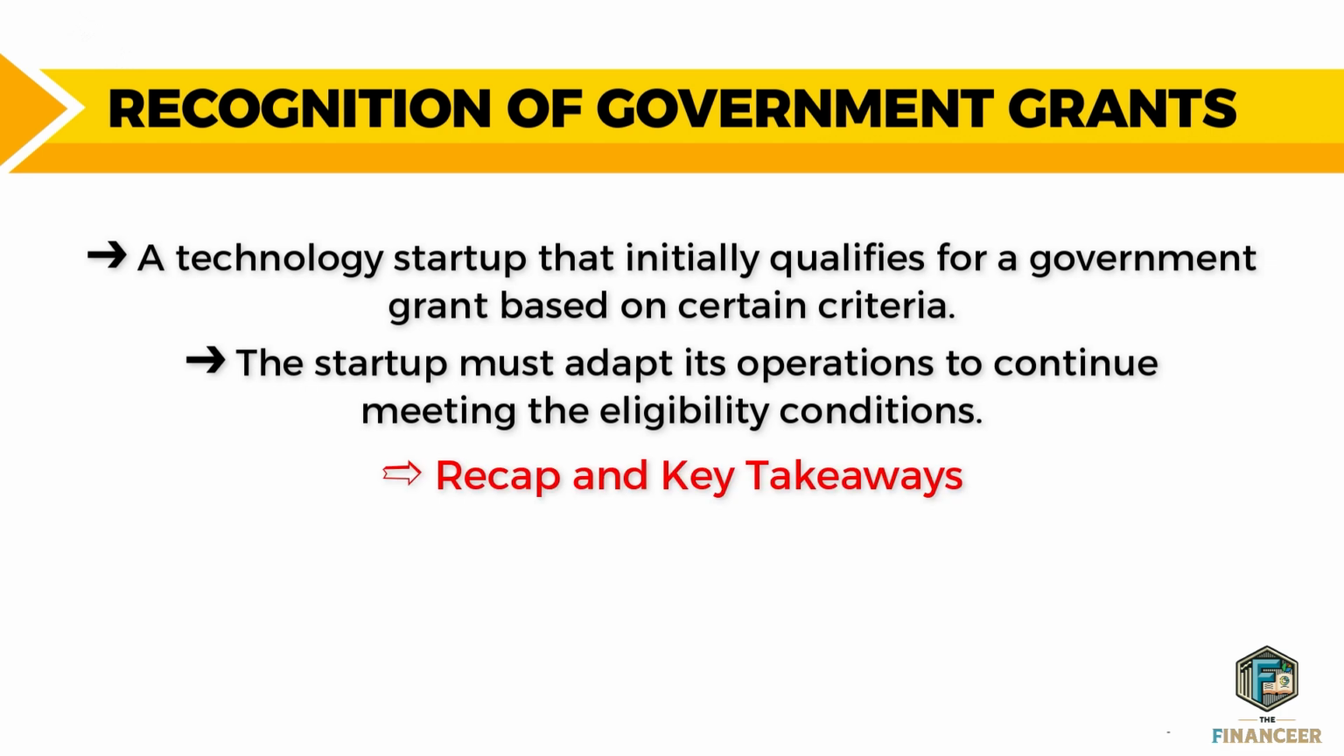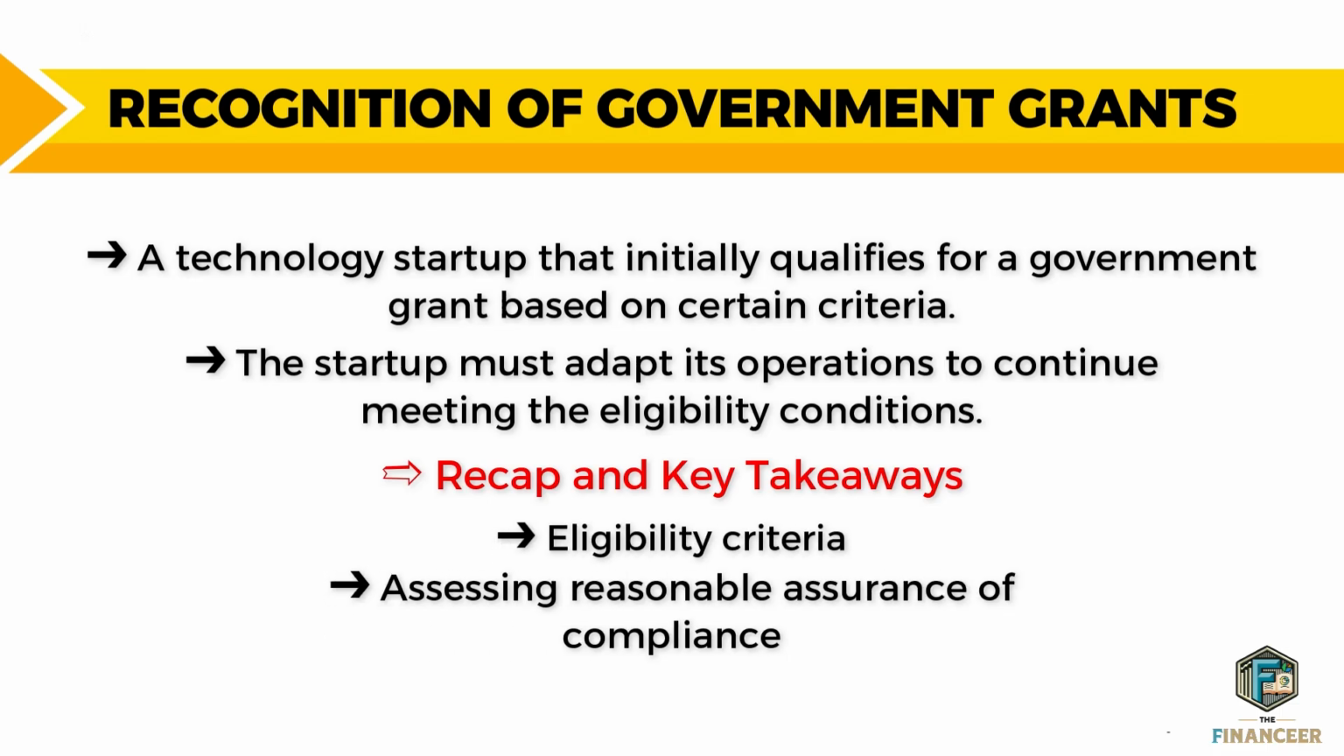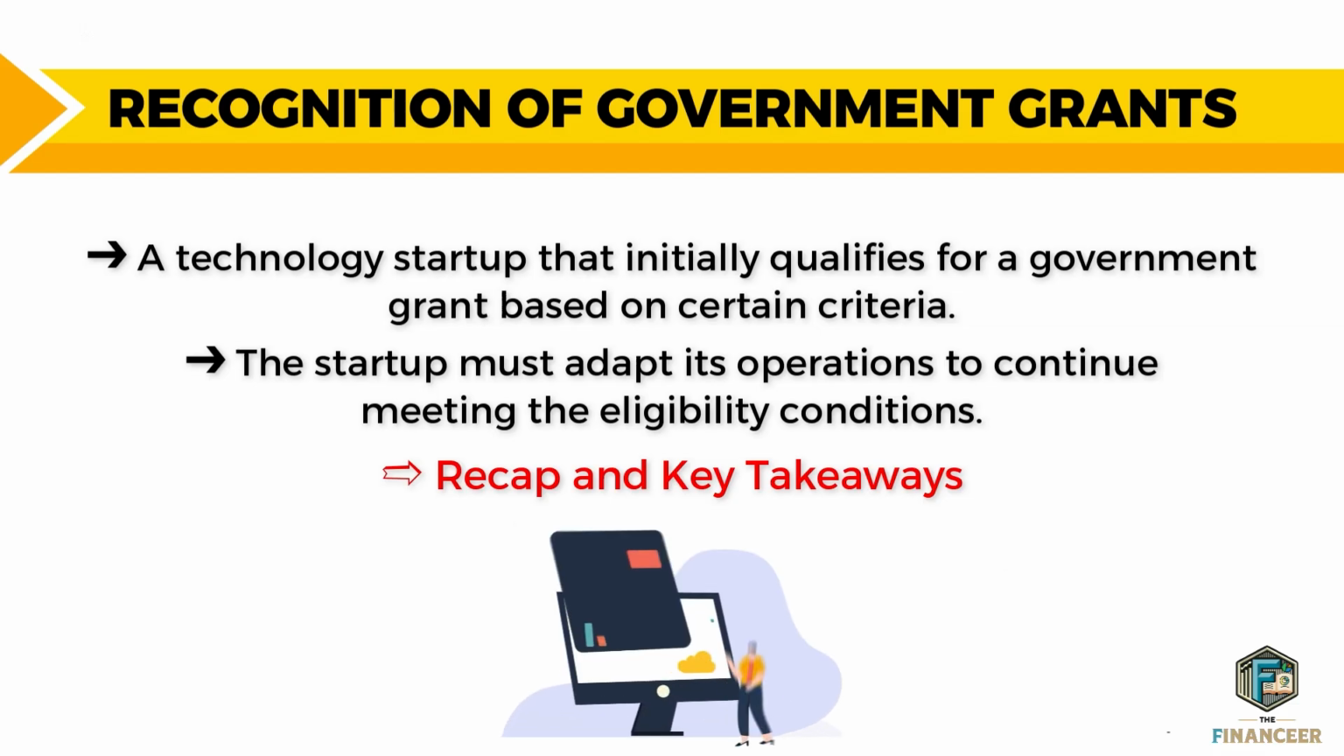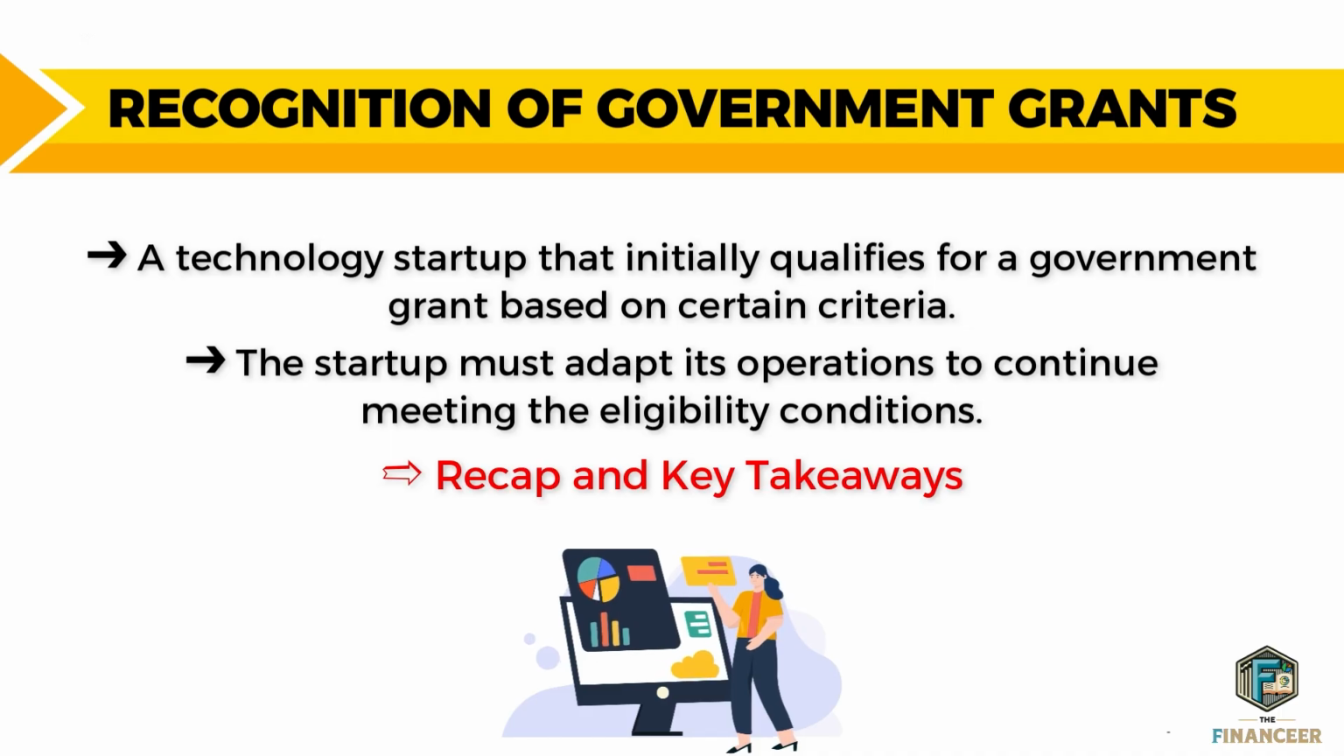So, to sum up, recognizing the government grant involves meeting two conditions. Number one, the eligibility criteria. Number two, assessing reasonable assurance of the compliance with the grant conditions. So, entities need to carefully document their eligibility and establish an internal control system or even a monitoring system in order to measure the compliance with the conditions of the grant and adapt to the changing conditions.